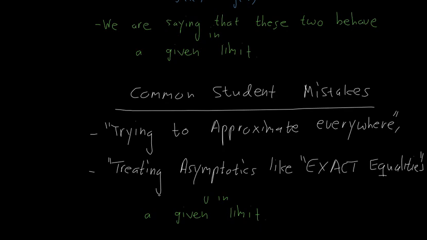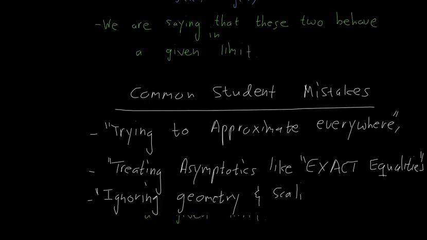Number three is ignoring geometry. Geometry is very important. Even in the most advanced and abstract mathematics, where there are just equations and you hardly see the geometry, don't think geometry is not working in the background. The geometry and visual spatial mathematics is working all around us. So, ignoring geometry and scaling. That's another common mistake.